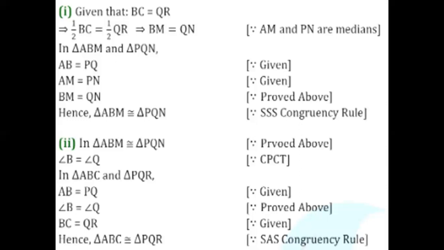Now if you consider triangle ABC and triangle PQR, AB is equal to PQ is a given fact. Angle B is equal to angle Q. We have just proved that. And it is also given that BC is equal to QR. Considering these three given data, that is AB is equal to PQ, angle B is equal to angle Q, and BC is equal to QR, I can easily conclude that triangle ABC is congruent to triangle PQR.